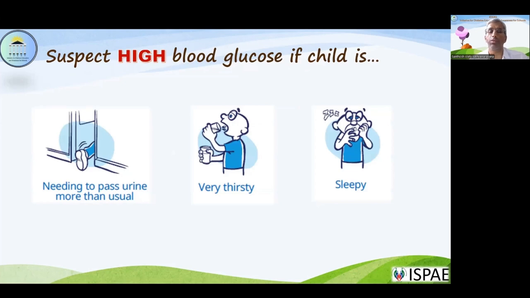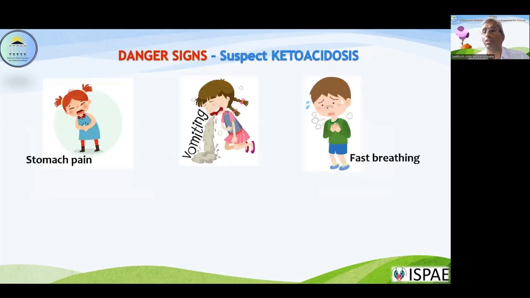So when do you suspect a person has got high blood glucose levels? So when you come across a child needing to visit the toilet very frequently to pass urine more than the usual, the child is feeling thirsty more than the usual, or if a child is showing signs of sleepiness, lack of energy, and fatigue. So all this can indicate a possibility of high blood glucose levels.